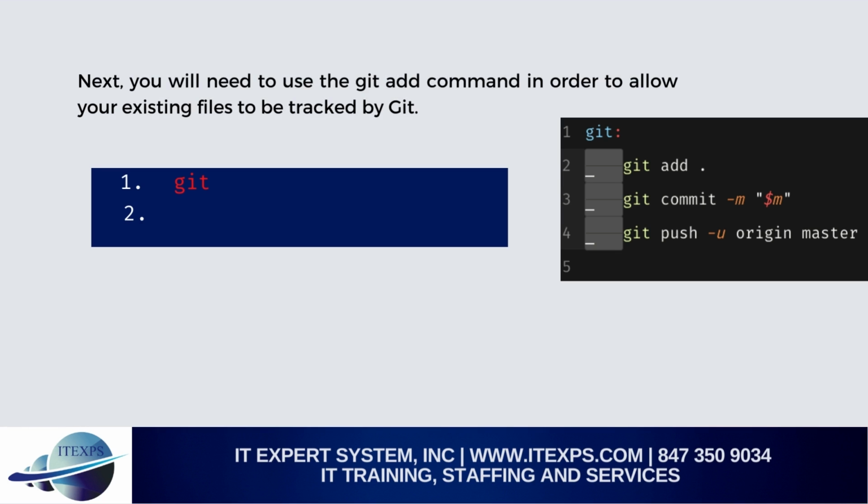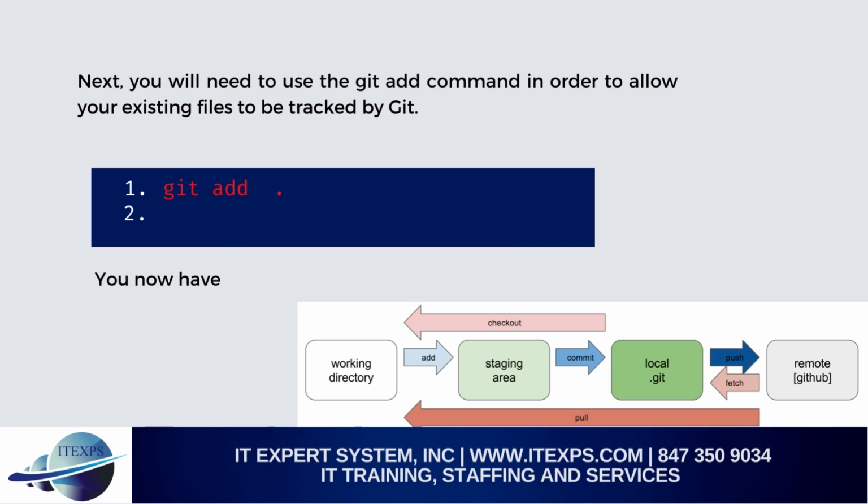Next, you will need to use the git add command in order to allow your existing files to be tracked by Git. For the most part, Git will never track new files automatically. So git add is a necessary step when adding new content to a repository that Git has not previously tracked. Syntax: git add command. You now have an actively tracked Git repository. Each of the steps will be consistent with a regular workflow for updating and committing to an existing Git repository.